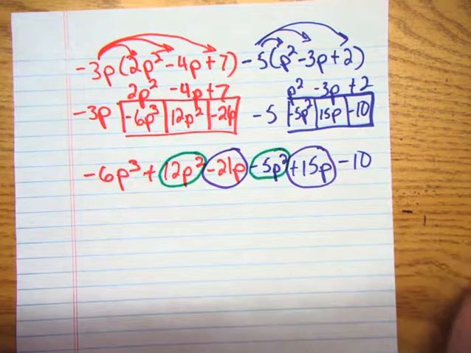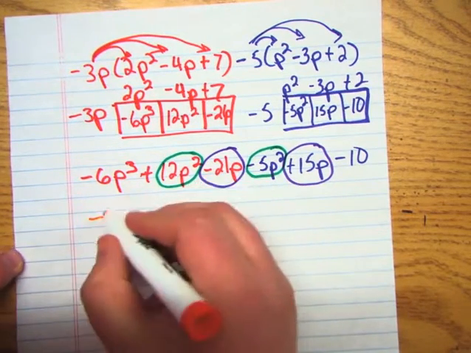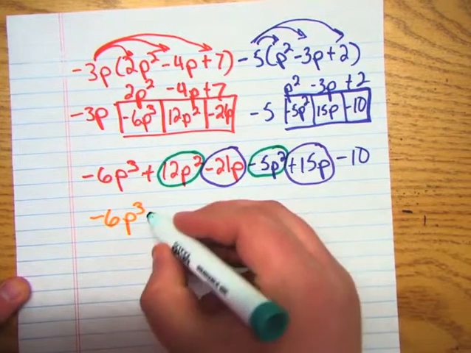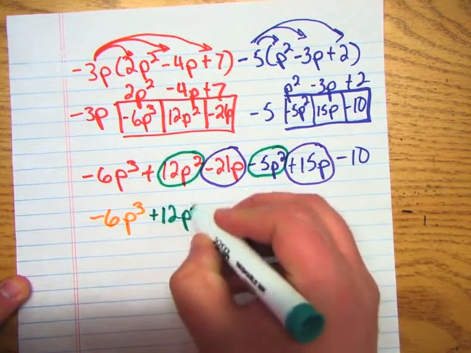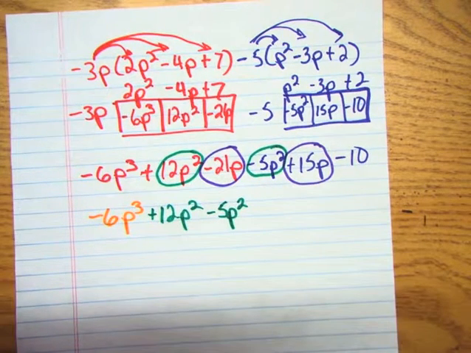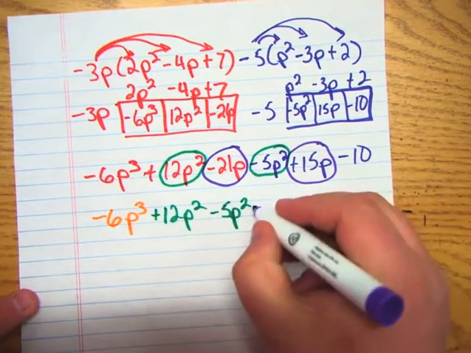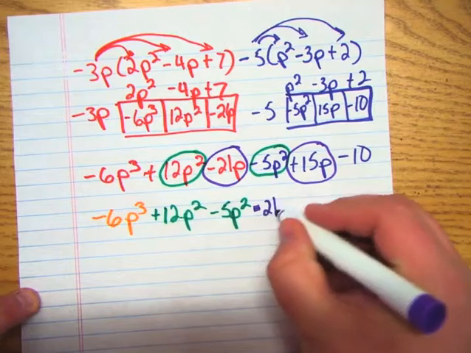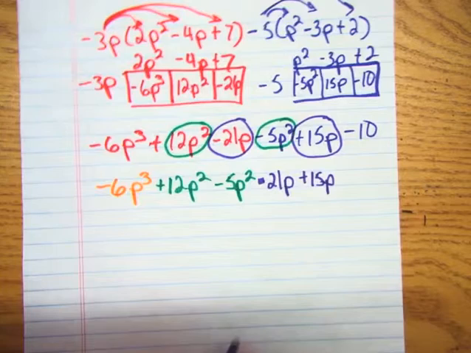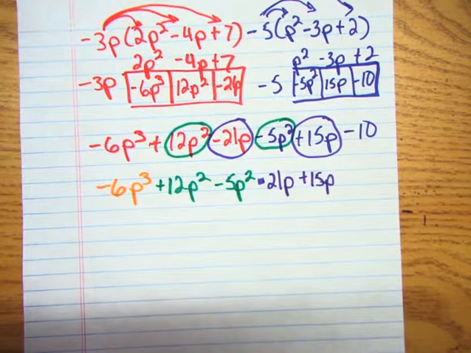So what I'm going to do now is I'm going to rewrite the whole equation. So I'm going to say negative 6p cubed. And then I'm going to write this extra step so you can see it. Plus 12p squared minus 5p squared. Okay. Then I have negative 21p. And then plus 15p. Right? And then I have negative 10 tacked on the end.